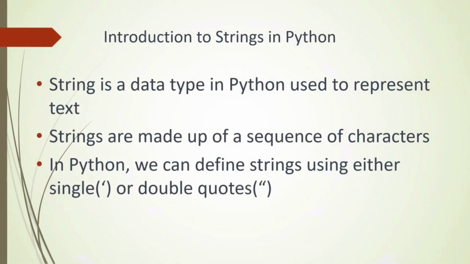String is a data type in Python that is used to represent text. A string is made up of a sequence of characters. In Python, you can define a string using either single quotes or double quotes. Triple quotes can also be used to define a multi-line string. We will now learn more about working with strings.